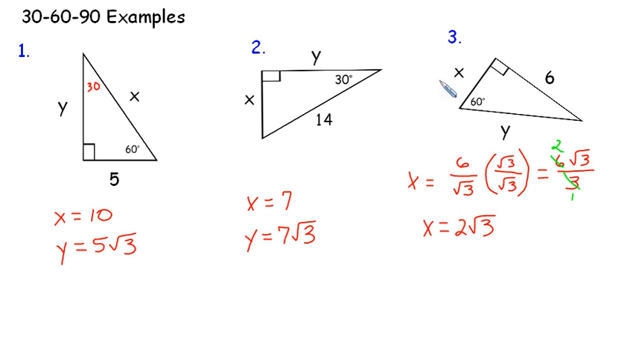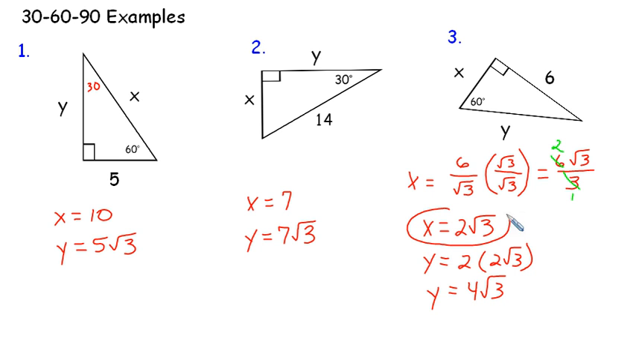Now that I have the short leg, it's very easy to find the hypotenuse. I know this is the hypotenuse because it's opposite that right angle. So y, which is the hypotenuse, is 2 times the short leg. So that's 2 times 2 on the square root of 3. So that gives us 4 times the square root of 3. So there are my answers for this problem. Short leg is 2 on the square root of 3. Hypotenuse is 4 times the square root of 3.